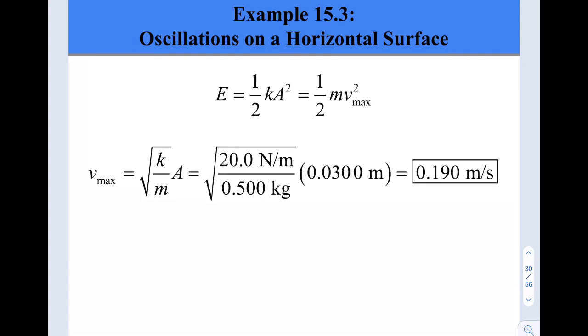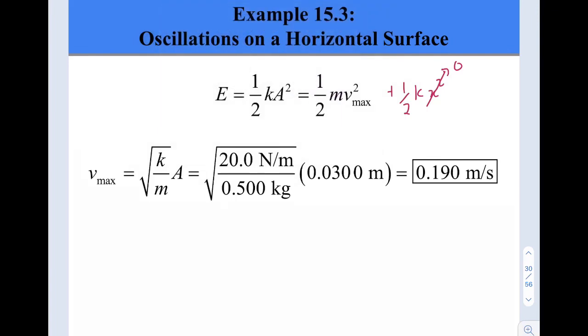E is equivalent to half Ka squared, equivalent to half m v max squared. What is the potential energy? Potential energy is equivalent to half Kx squared. When the speed is at its maximum, the position is actually 0. That is why the formula on the left is half m v max squared. So v max is equivalent to square root K over M times A.